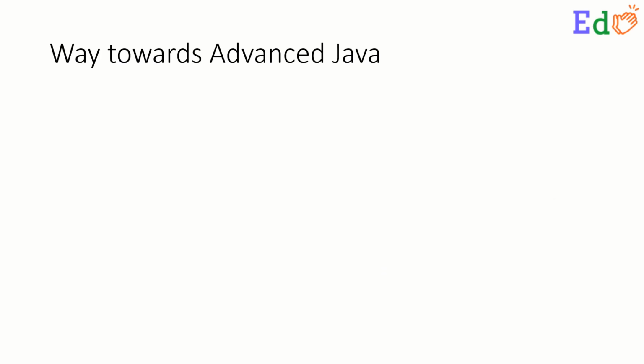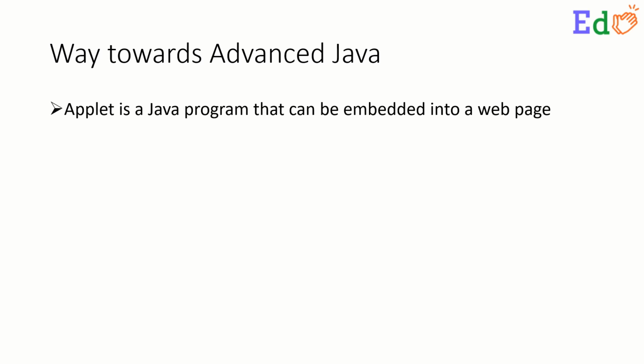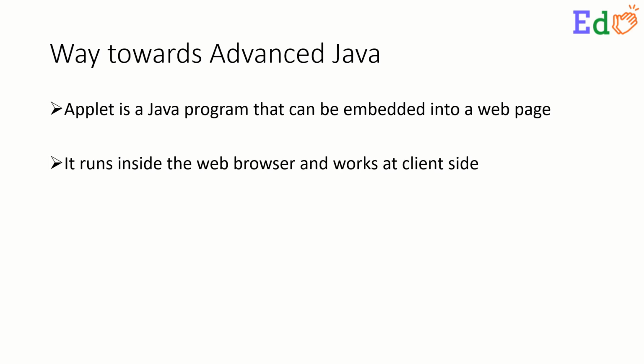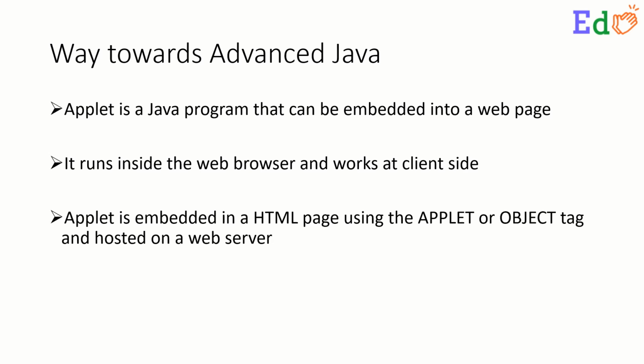And lastly comes the way towards advanced Java. To go towards advanced Java, we have to learn applet. An applet is a Java program that can be embedded into a web page. It runs inside the web browser and works at the client side. An applet is embedded in an HTML page using the applet or object tag and hosted on a web server. It is a path towards learning advanced Java.